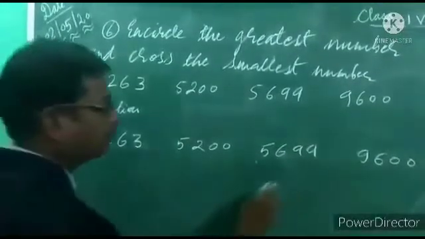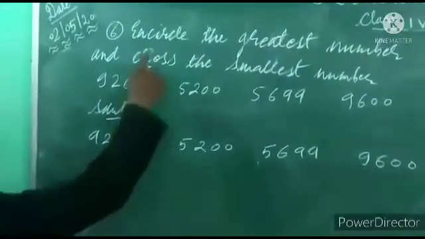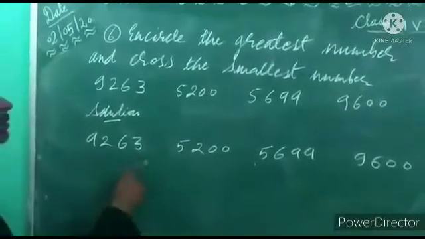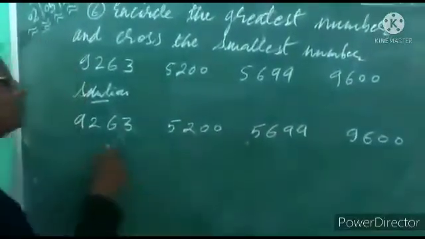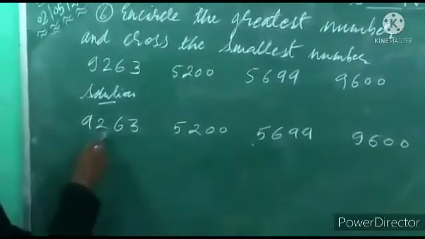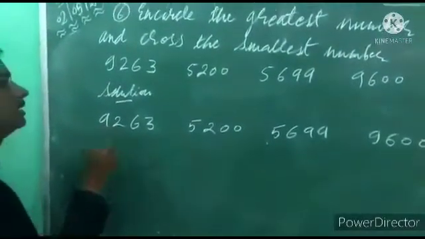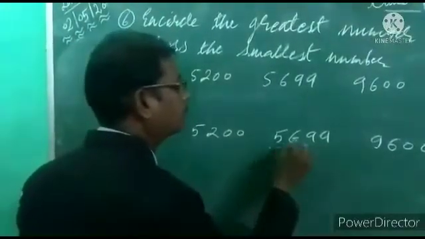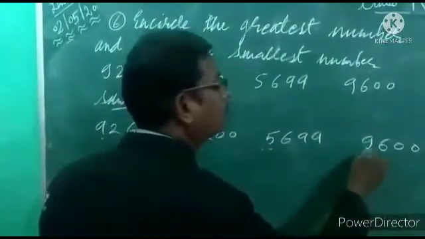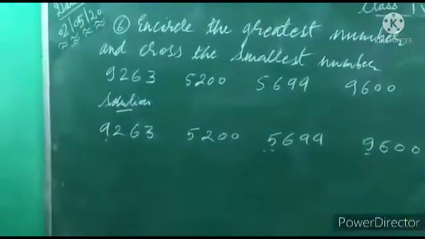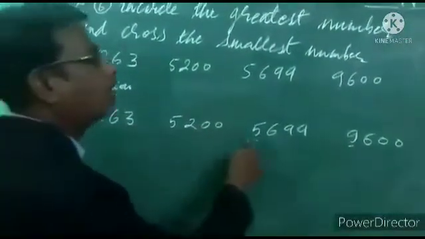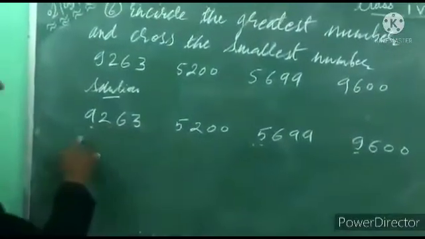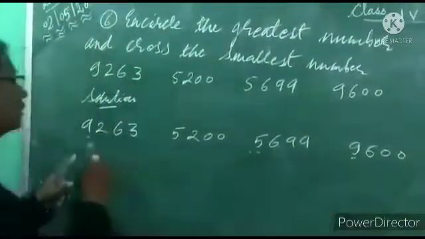Now among these 4 numbers we have to select the largest. At first we circle the largest number. How to compare? Again, all 4 numbers are 4-digit numbers, so compare from ones, tens, hundreds, thousands. In the thousands place there is 9 here, 5 here, 5 here, and 9 here. So 9, 5, 5, 9. Which number is greatest among 5 and 9? 9. But 9 came 2 times.